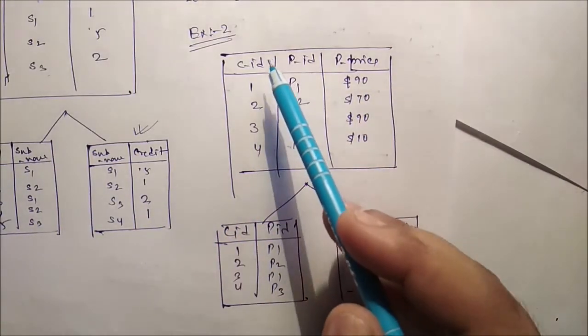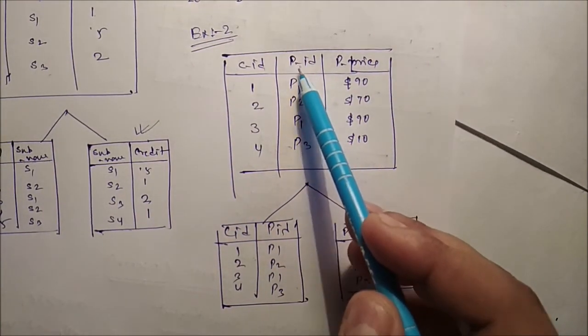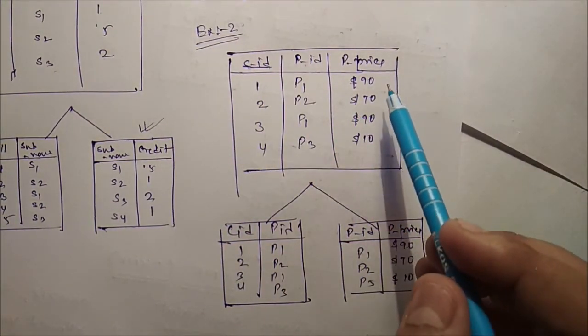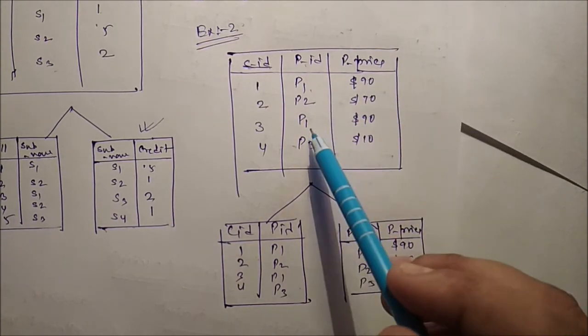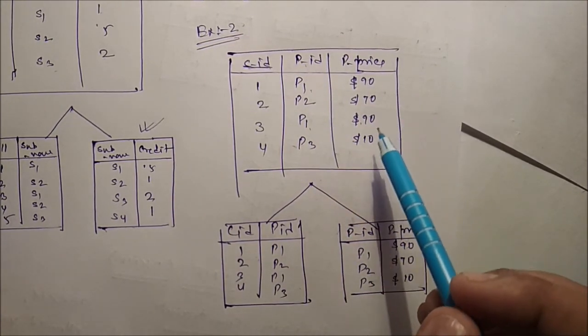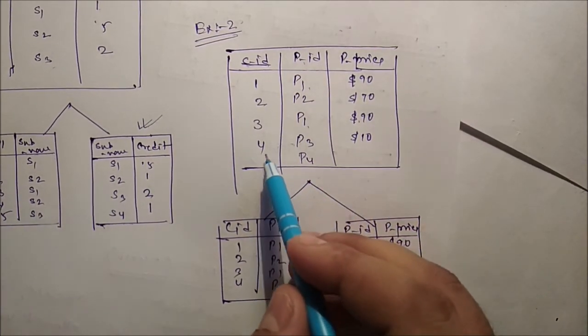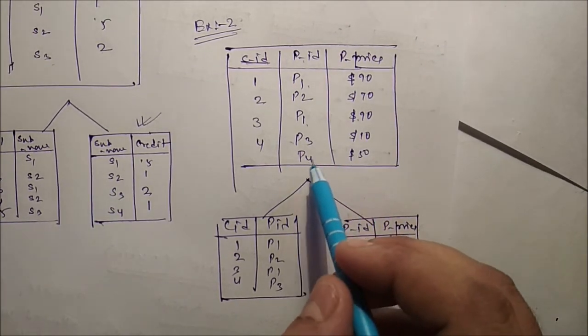Similarly, you can see customer ID, product ID and price. The price is dependent on the product ID, and here the primary key is the customer ID. So here redundancy is there, product 1 price is 90, product 1 price is 90, and suppose a new product P4 is there, but no one has purchased it, so we cannot insert this information. So insert anomaly is there.